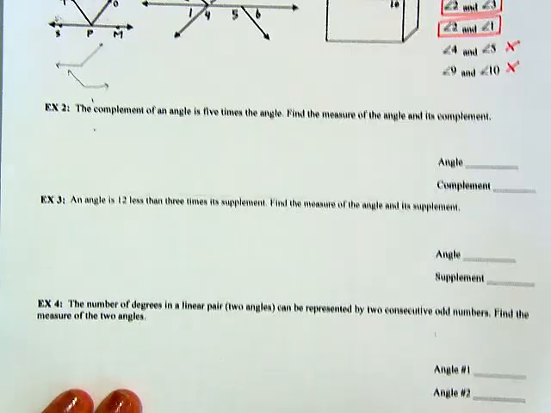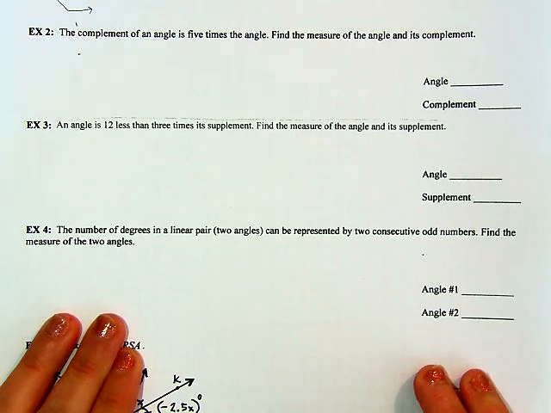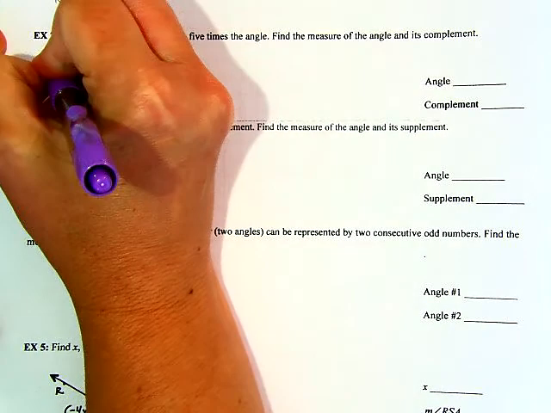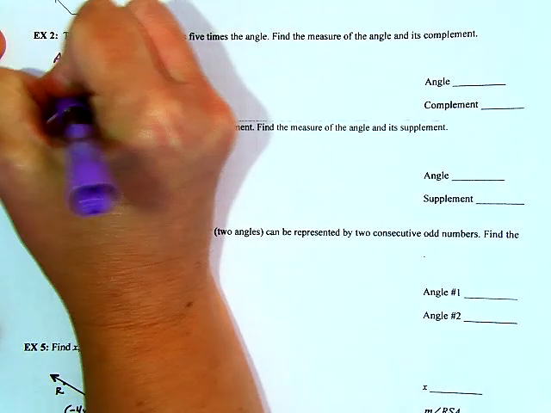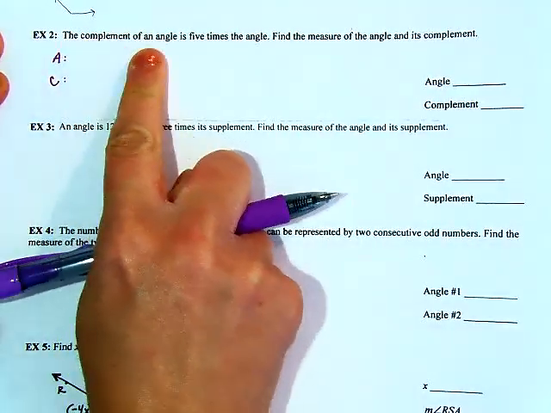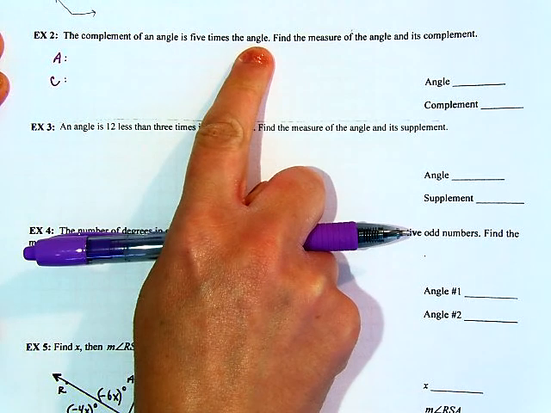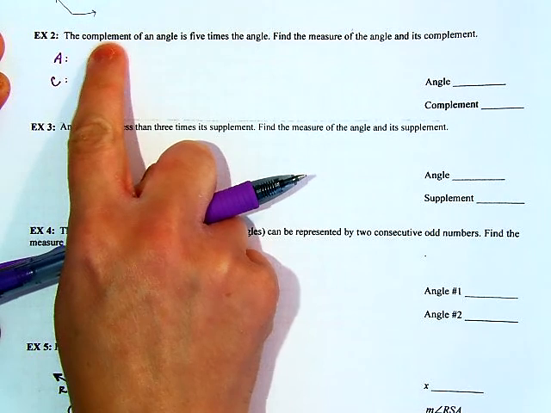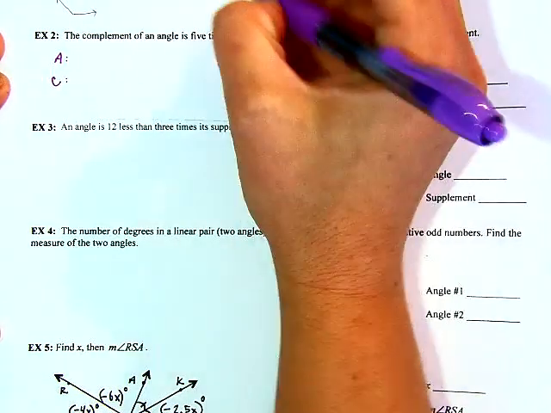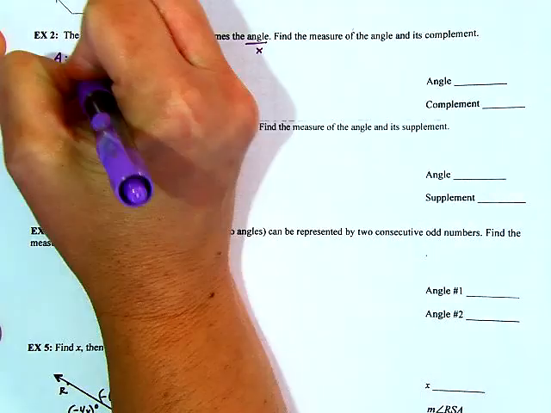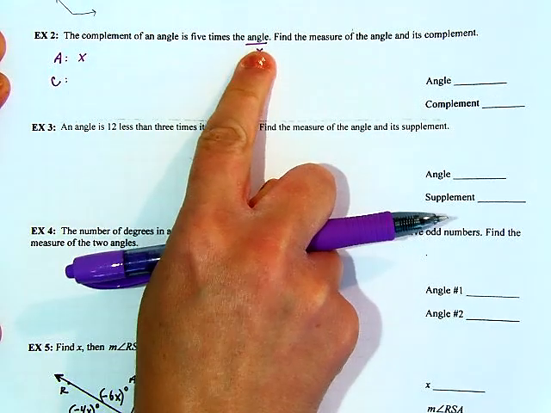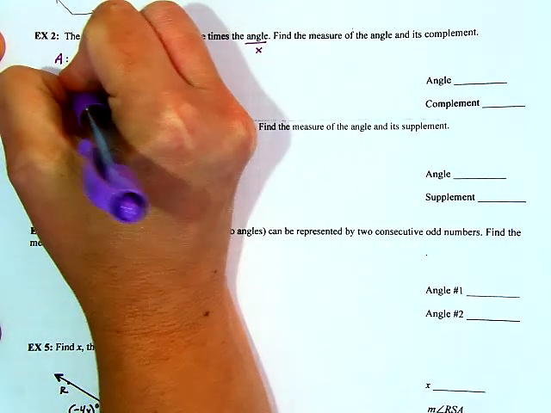Next up, example 2. The complement of an angle is 5 times the angle. I'm going to first define the angle and the complement with an A and a C. The complement of an angle is 5 times the original angle's measure. Find the measure of the angle and its complement. I'm defining the complement in terms of the angle. The angle is my x, and the complement is 5 times the angle measure, so it's 5x right here.